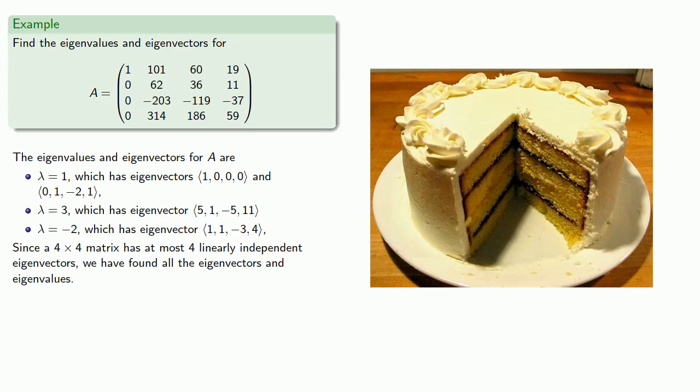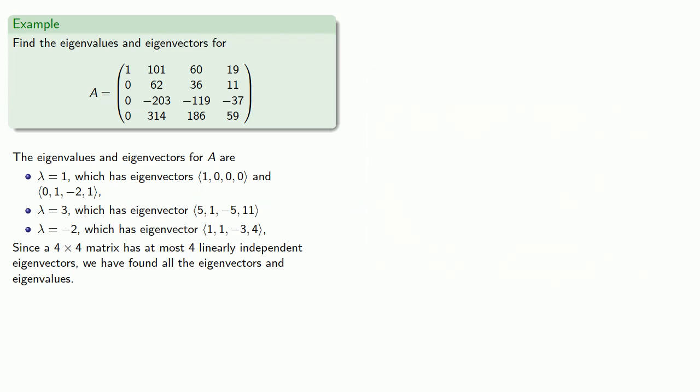Who's writing these cards? The question we're supposed to ask is, what if we don't have a full set of eigenvectors? Well, maybe we don't have to worry about it.